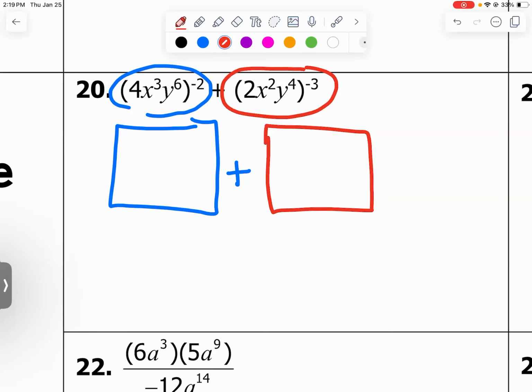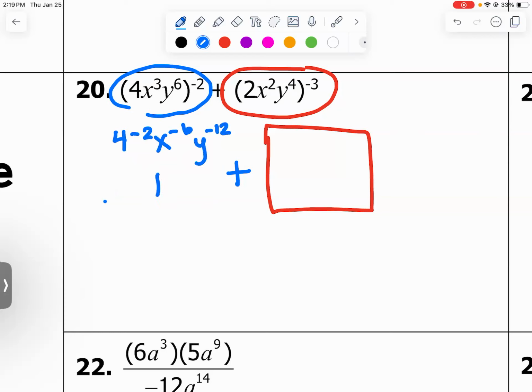All right, Connor, what did you get for the blue? I got 4 to the -2, -x to the -6. So that would be 1/16 x to the 6th y to the 12th. Do you agree? It's not 4, it's the bottom one. So 4 to the -2 means 1/4 squared. That's what I got.